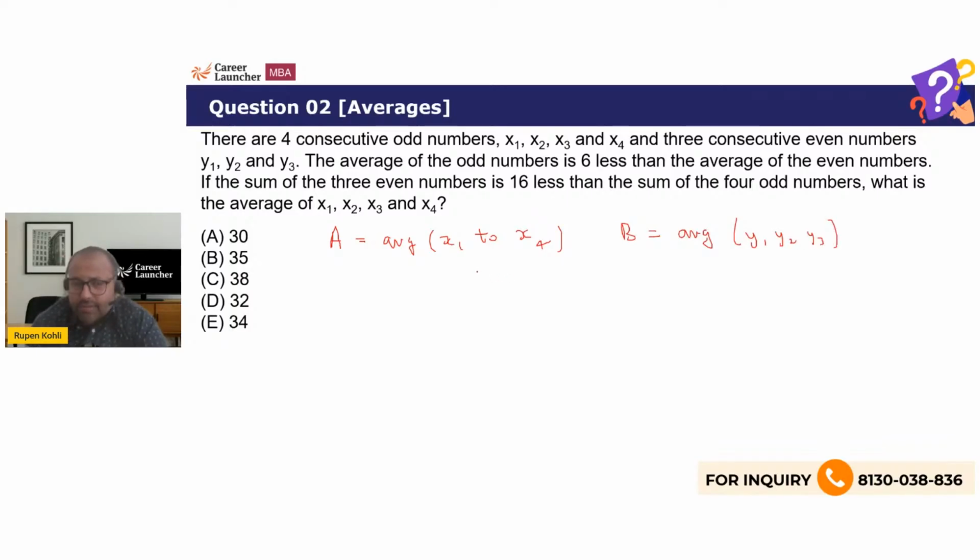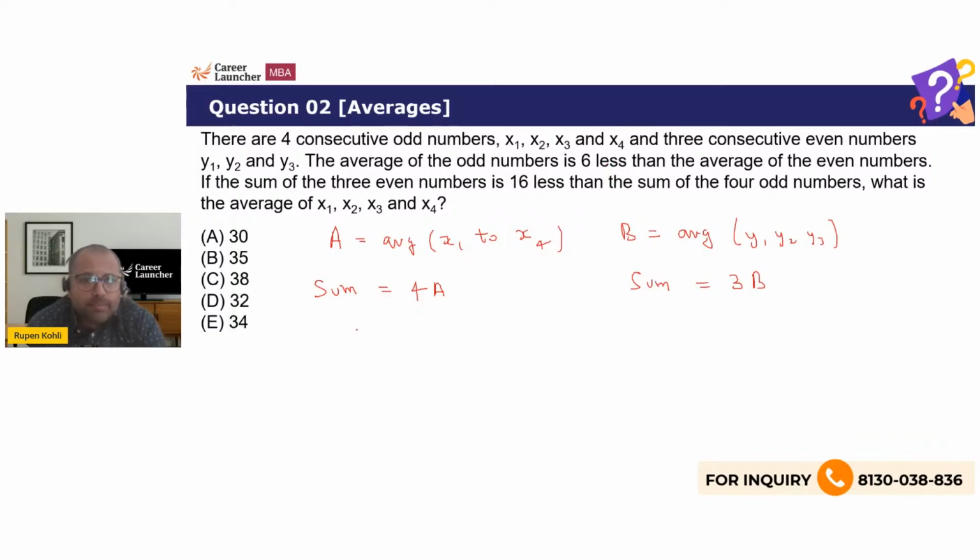If the average is there, we can also define the sum in terms of the average, because the sum of values is the number of values into the average. So what will be the sum of these 4 variables? Simply 4 times the average. And likewise, the sum of these 3 even numbers will be 3 times the average. So now we can easily write the equation in terms of this A and B, because the information is given in terms of that.